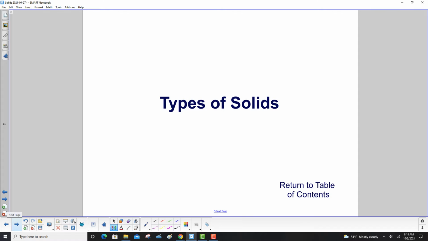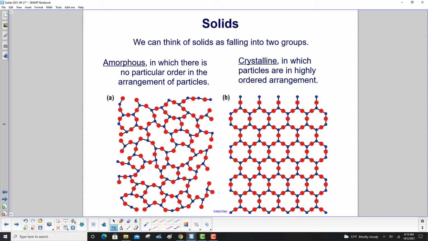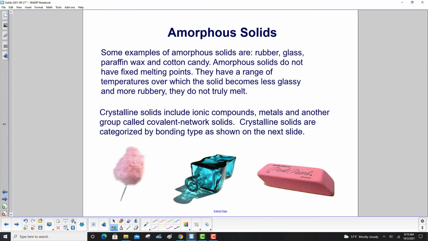Types of solids. We can think of solids as falling into two main groups: amorphous, in which there is no particular order in the arrangement of particles, and that's illustrated over here, and then crystalline, in which particles are in highly ordered arrangements. Some examples of amorphous solids are rubber, glass, paraffin wax, and cotton candy. Amorphous solids do not have fixed melting points. They have a range of temperatures over which the solid becomes less glassy and more rubbery. They do not truly melt.